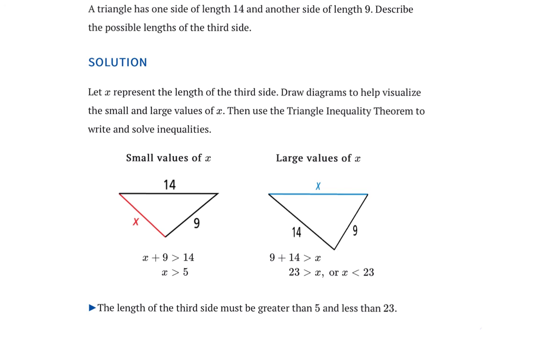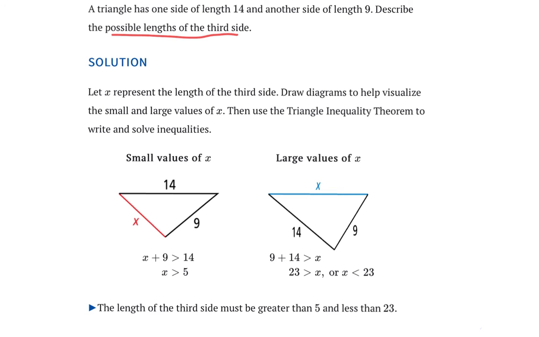So here's what we do with that idea of the triangle inequality. We might be told that a triangle has one side of side length 14, and another of side length 9. Describe the possible lengths of the third side. So we don't know what the third side is. Let's call that third side X. We don't know what it is. And we'll draw diagrams to help us here.